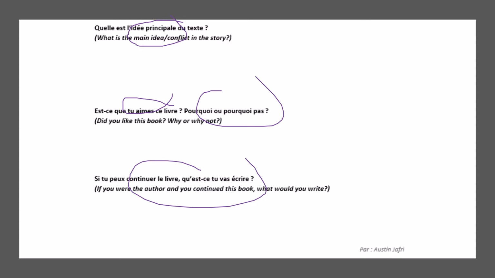So that's part of a package that I like to give my students when I teach them how to read. It helps them organize their thoughts and their ideas, and it helps them follow along with the book.